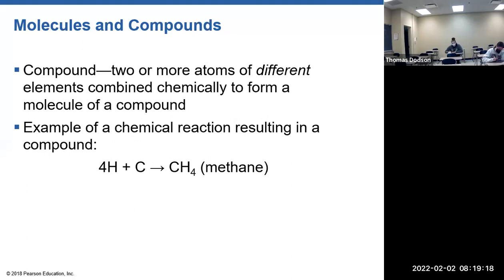Compounds, different than molecules, are two or more atoms of different elements combined chemically to form a molecule of a compound. So you're going to see this: if you've got four hydrogens plus one carbon, you get, or yields, methane, CH4. I'm telling you, if you've got free hydrogen, it's going to react with whatever it can get its hands on.